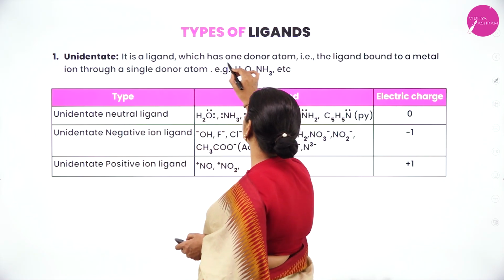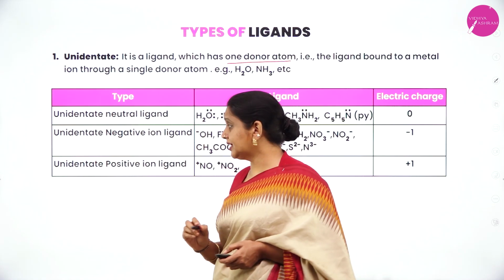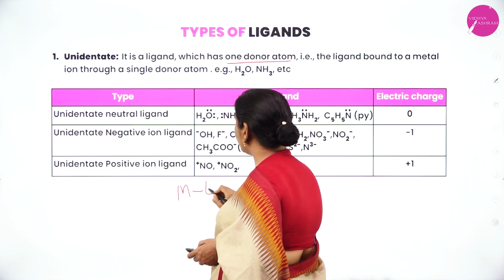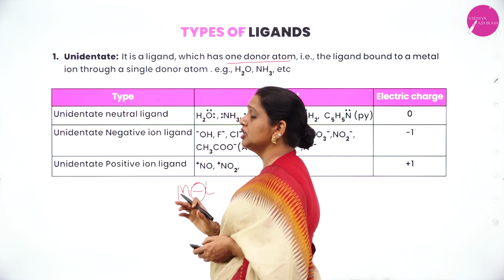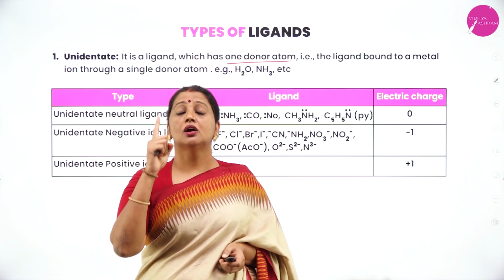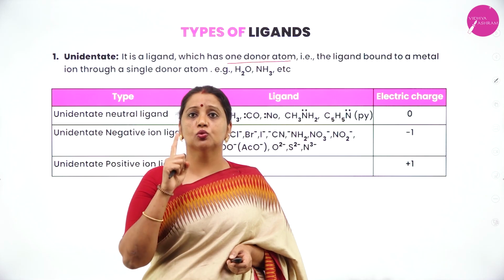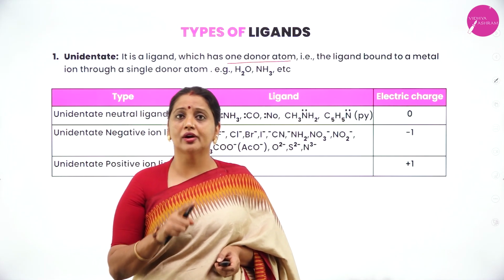Ligands which can donate one donor atom and which can donate only one pair of electrons to the central metal atom, and it will form only one bond, one coordinate bond between metal and ligand. So what is a unidentate ligand? A ligand containing one donor atom, or a ligand that has the capacity to donate one pair of electrons to the central metal atom or ion to form one coordinate bond.